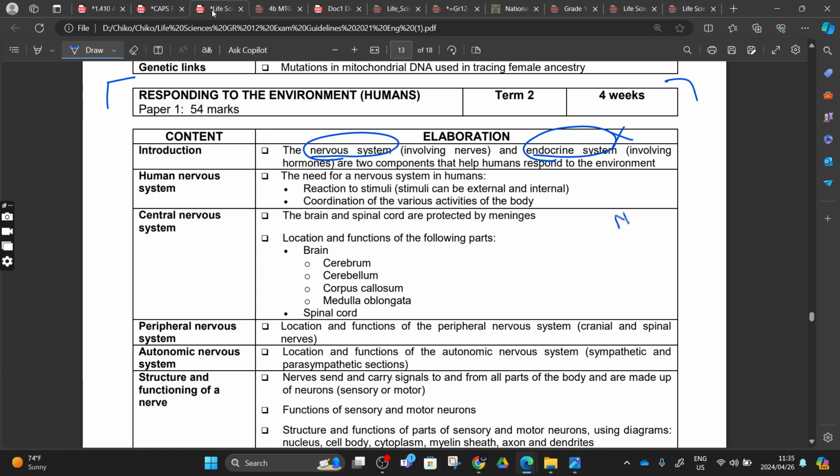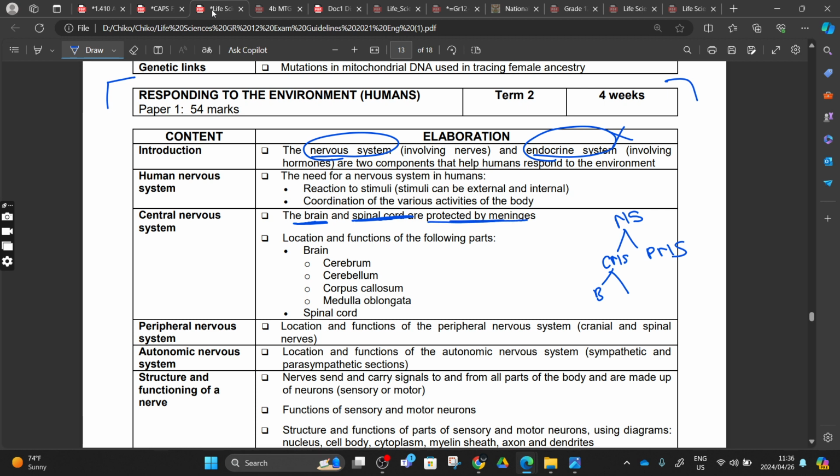Mind you, yesterday we also did this, that the nervous system is divided into two parts: the central nervous system this side and the peripheral nervous system this side. This one is divided into the brain and the spinal cord, right? We did it, the brain and the spinal cord. We did the structure, and then we said that they are protected by meninges, right?